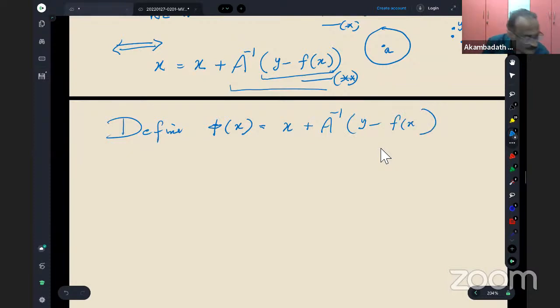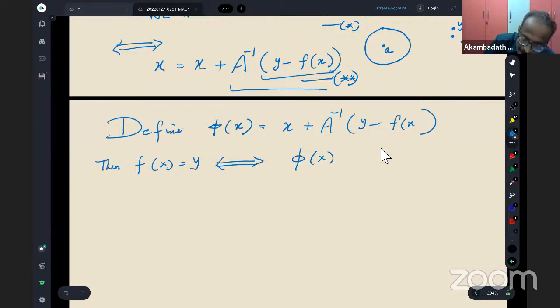Okay. What I said, I am repeating only: f(x) equal to y if and only if phi(x) equal to x. Yeah, that's a trivial thing.